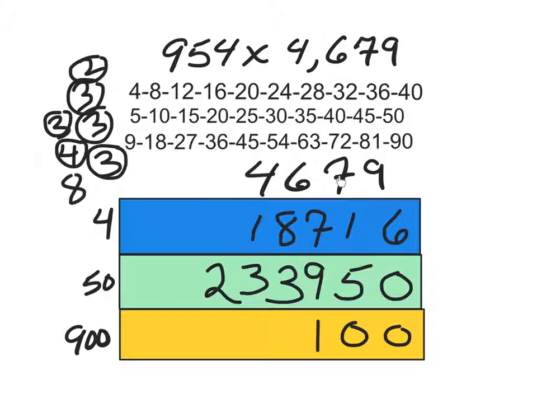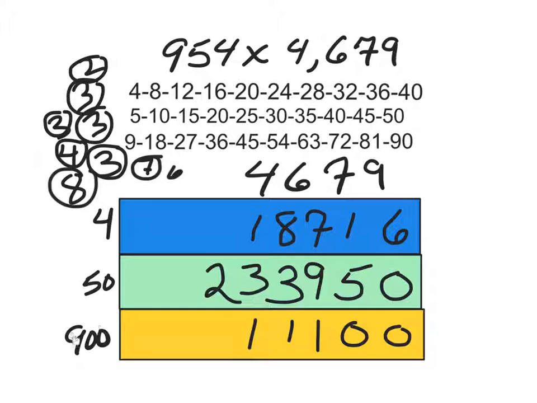9 times 7. 1, 2, 3, 4, 5, 6, and 7 is going to give you 63. Plus this 8 here is going to give you 71. So I'm going to drop the 1, carry the 7 right there, and move along. And I got 9 times 6. 1, 2, 3, 4, 5, and 6 is going to give you 54. Plus this 7 here is going to give you 61, right? I'm going to drop the 1, carry the 6, and move along, my friends.